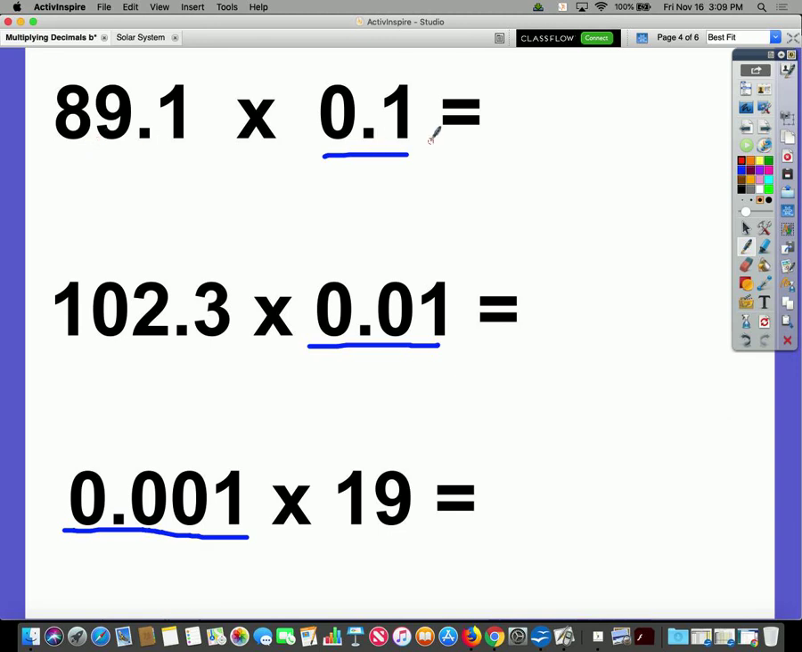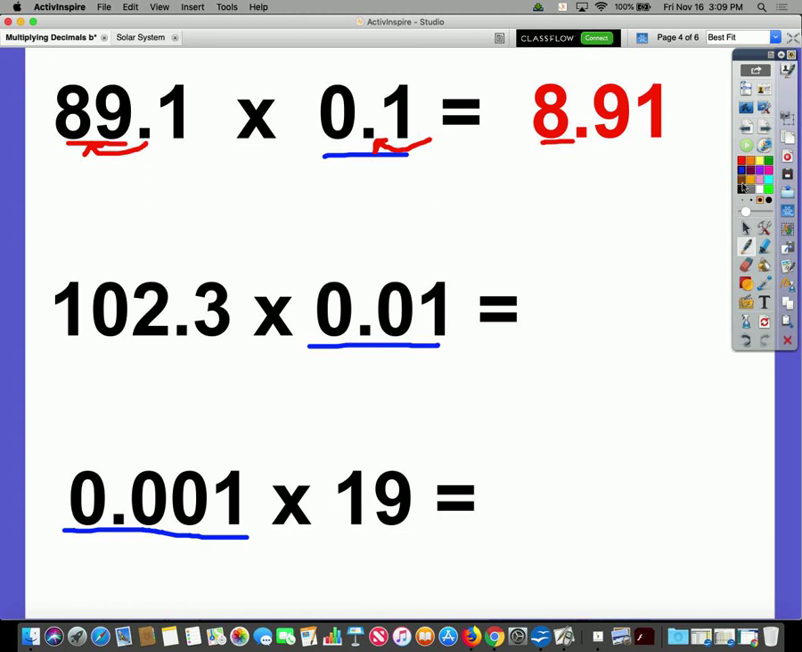So this one, if you look, the decimal's over 1 spot. So that means I'm going to move this decimal over 1 spot, and that would equal 8 and 91/100ths. Now some people would be wondering, how can you multiply 89 times something and get 8? Well, you're multiplying by something that's quite a bit smaller than 1 whole, so your answer is going to be quite a bit smaller. Okay, let's look at the next one.